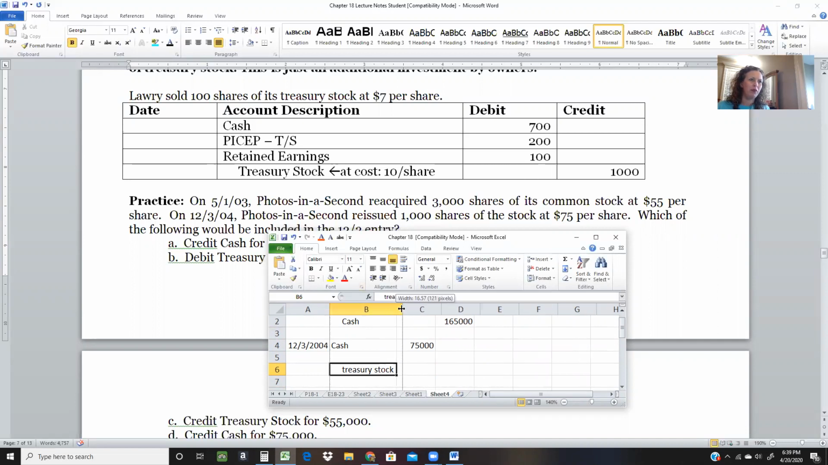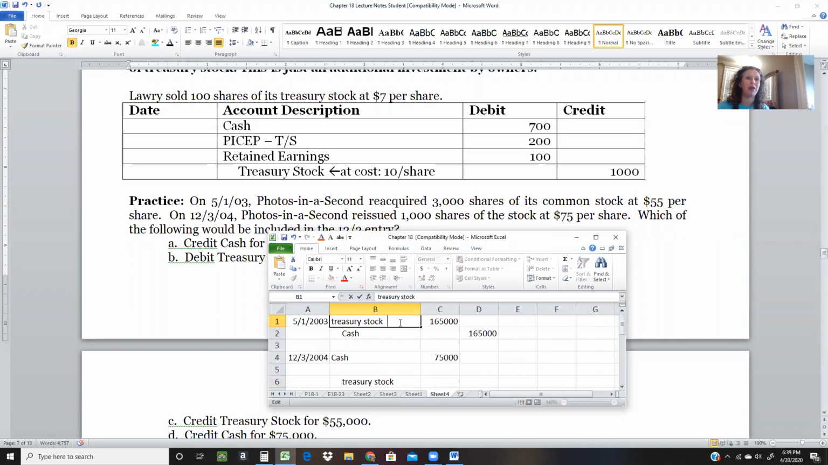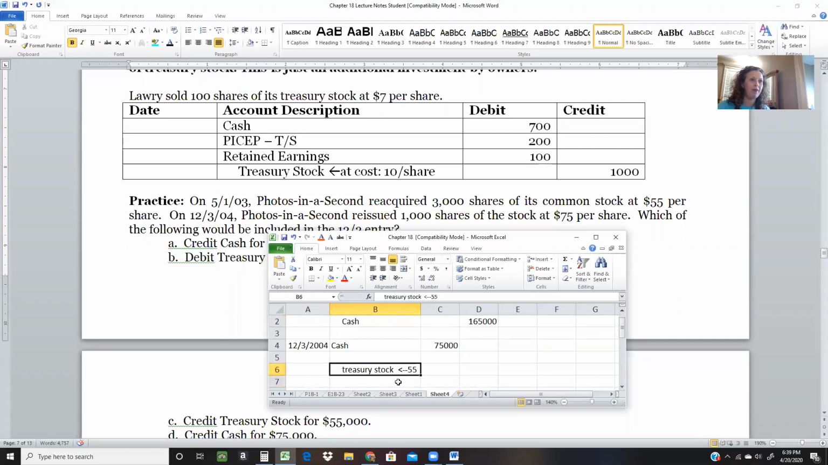Let me give myself some room there because I'm going to put the cost here. Remember that this cost, and we would keep track of it, was $55 per share. So when I remove it, I'm going to remove it at $55 a share. So 55 times 1,000 shares, and that difference of 20,000 will go in PISEP - treasury stock.